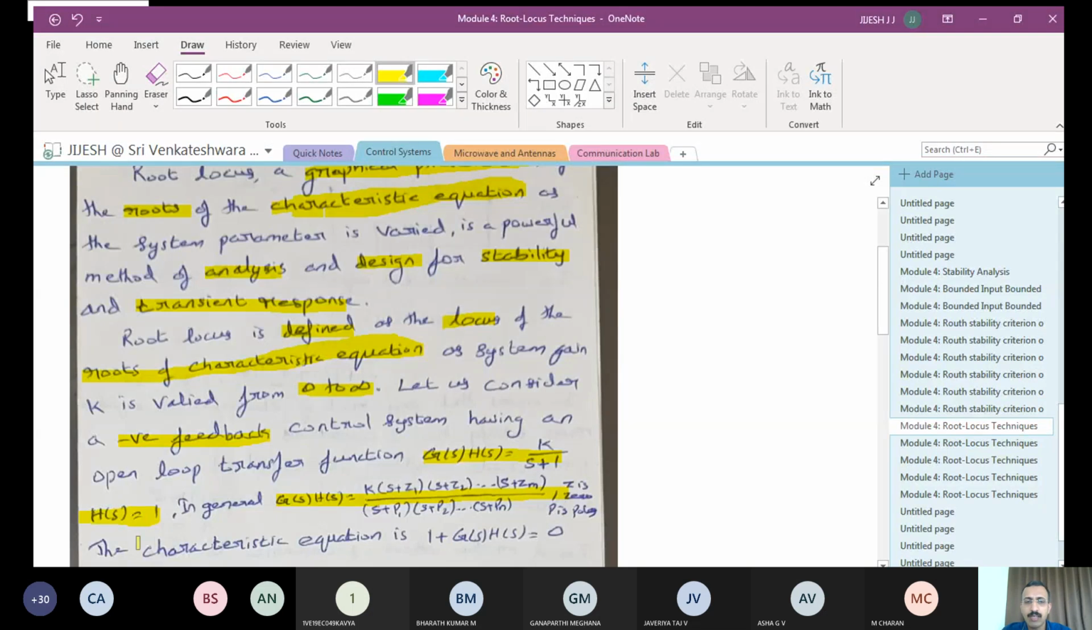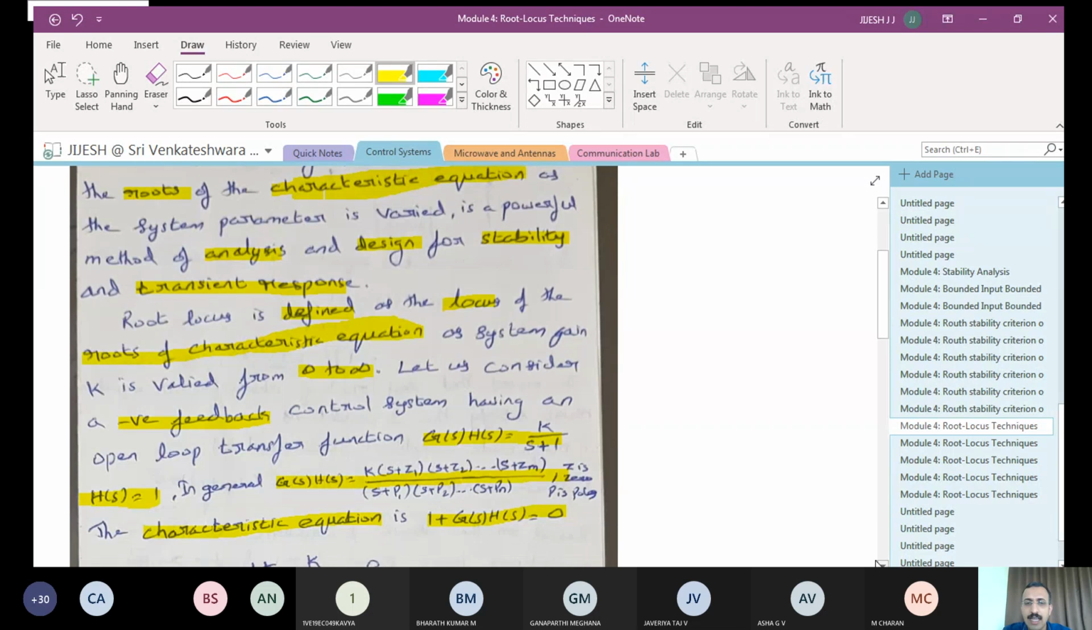You have already studied the characteristic equation in the previous topic, that is 1 plus G(s) H(s) is equal to 0, which is taken to be the characteristic equation. We are going to see it in much more detail. These concepts you can just note down.